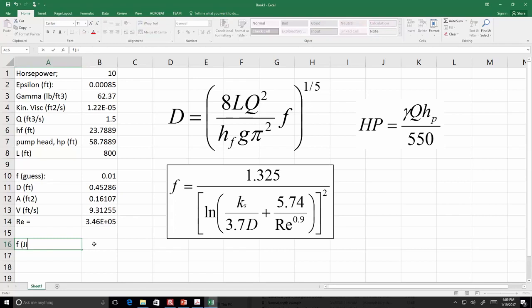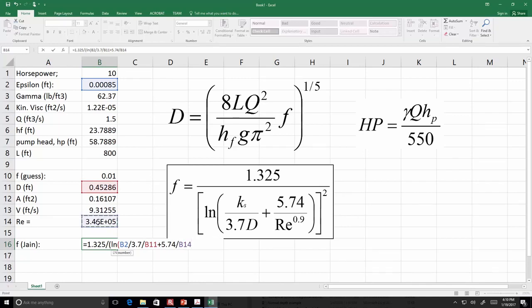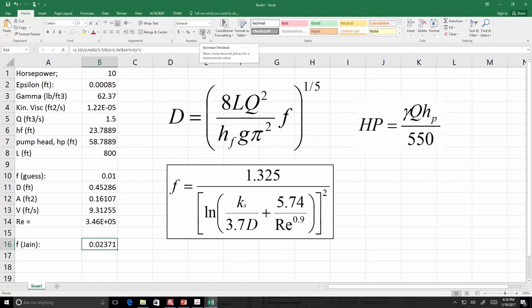So this F value is from Jain. It's not just like a raw guess in the same way that the first one was. So now I'm going to type in the Jain equation: 1.325 divided by the logarithm of K sub S over D. So K sub S is the same thing as epsilon. K sub S divided by 3.7 divided by D, plus 5.74 divided by the Reynolds number to the power of 0.9. And don't forget to square it, which is easy to forget. So this is a slightly better guess than just the out of the blue 0.01 that we started with.